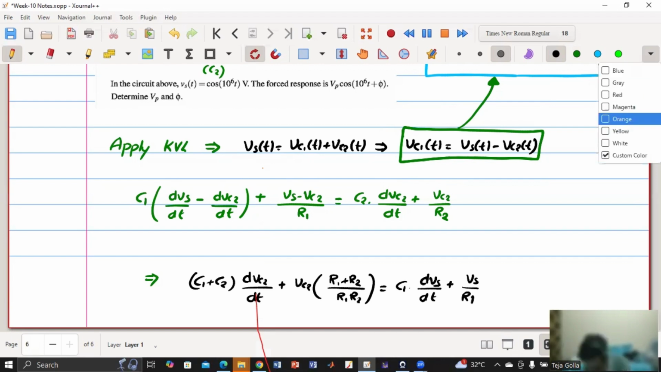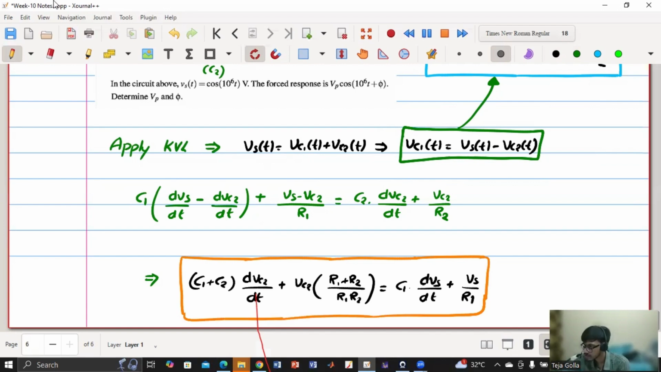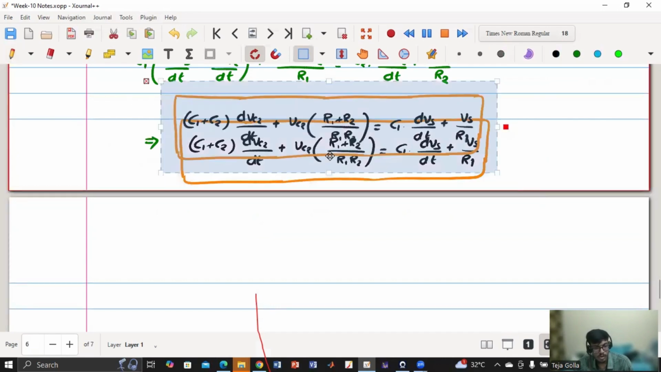Clear? Just calculate it and check whether you are getting this expression. I hope it is clear. Do you have any queries? Okay, so now let us go back.